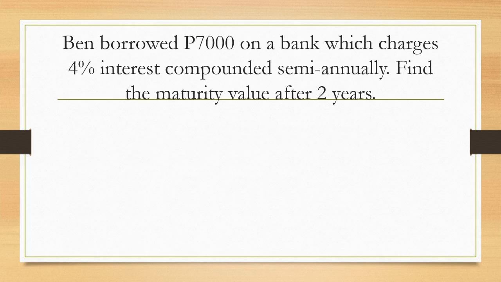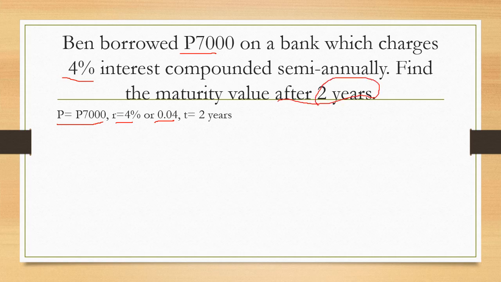For example, guys, Ben borrowed 7,000 from a bank which charges 4% interest compounded semi-annually. Find the maturity value after 2 years. Let us identify the given first. We are given 7,000 pesos here, which is our principal. Then 4% interest, obviously that is our rate. Convert that to decimal: divide it by 100, remove the percent symbol, and we will have 0.04. Then the value after 2 years, so this is obviously our time in years. Okay, no problem with that.